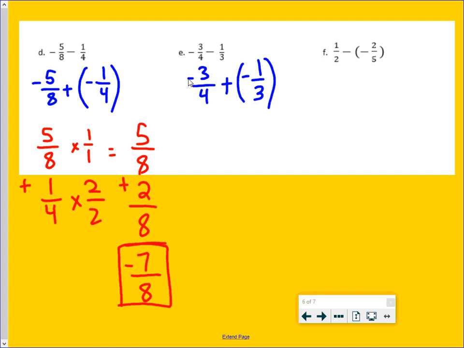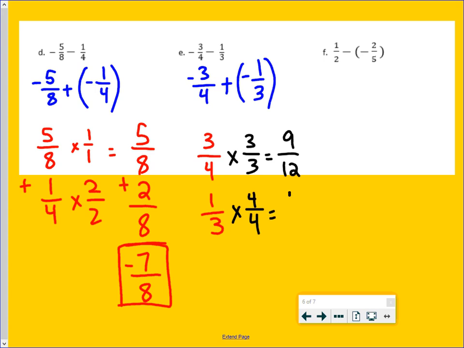We need to find a common denominator, and you'll see that the common denominator is 12. So let's rewrite our fractions with 12 as our denominator. So for this one, we're going to multiply 3/3 to get to 12, which is 9/12. This one, we're going to multiply by 4/4, which is equal to 4/12. Remember, we're adding these, and we're going to keep the negative for our answer.